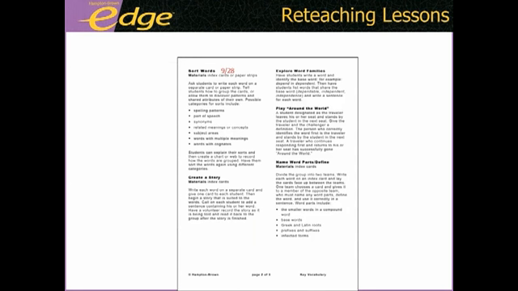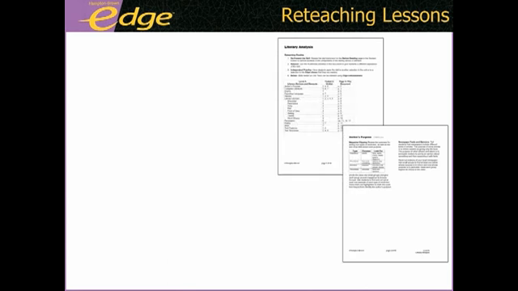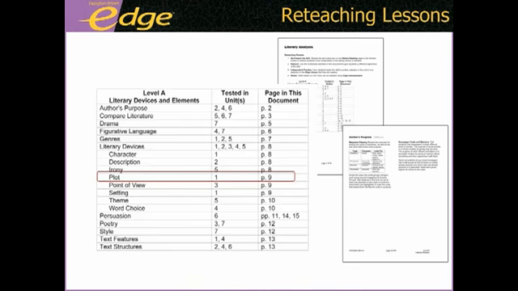Mr. Gomez writes the date he used a specific practice activity so he can alternate the activities evenly. Here is a part of the literary analysis reteaching lesson. This is a 15-page document, but it is the same document for all literary analysis reteaching needs. On the front of the reteaching packet for literary analysis, you can see which literary devices and elements are tested in each unit and which pages of the packet contain the reteaching lessons for that element.